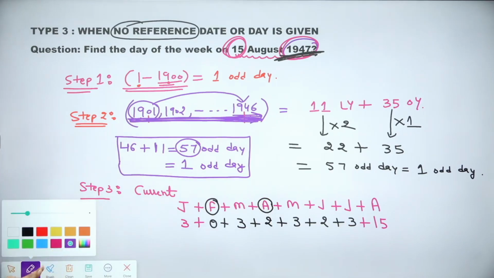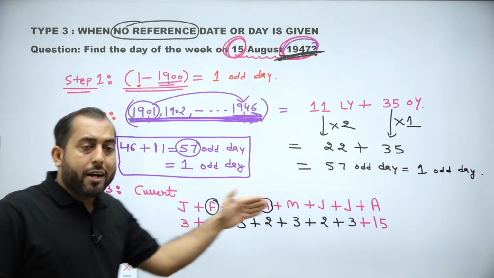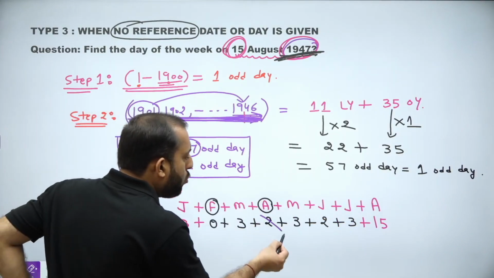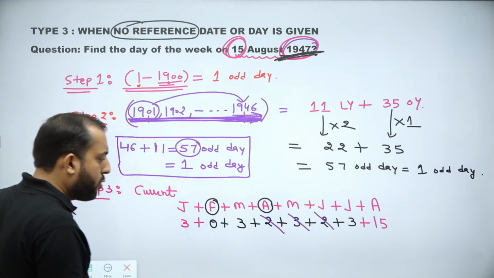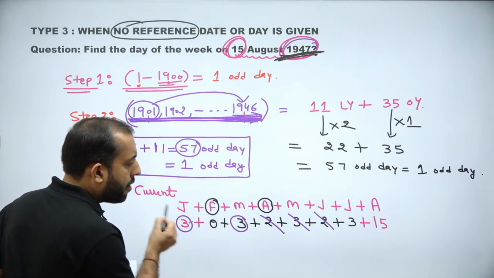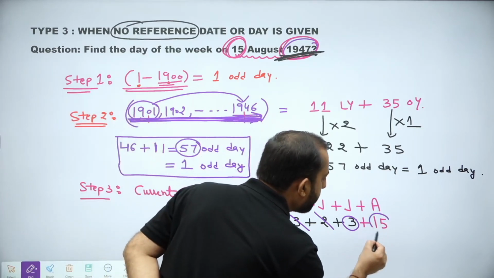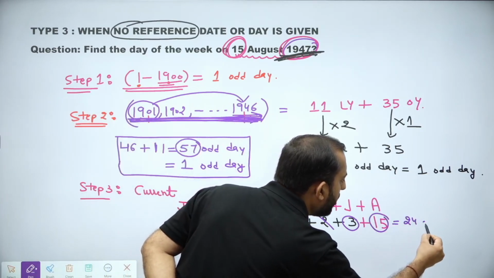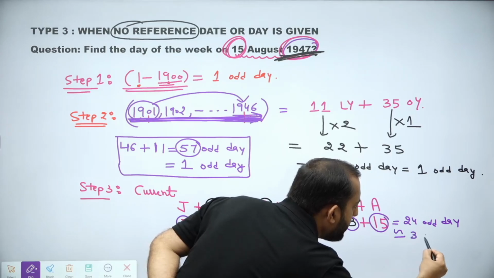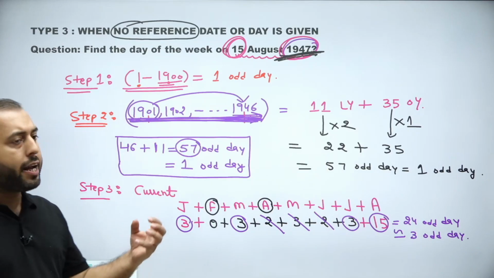Now we need to count all the odd days for the remaining months and remaining days, so we will add them. Now 2 plus 3 plus 2 is 7. Don't count it. Okay, so remaining is 3 plus 3 plus 3, which is 9, plus 15, 24. Now 24 is still more than 7, so divide this quantity by 7. The remainder obtained is 3. So in step number 3, total odd days are 3.